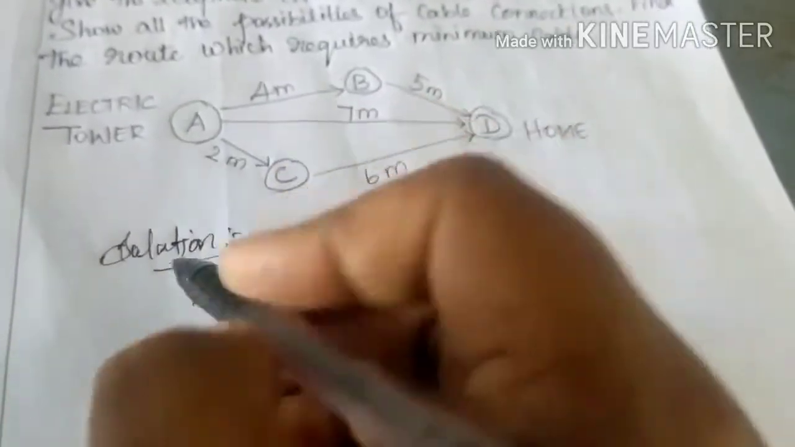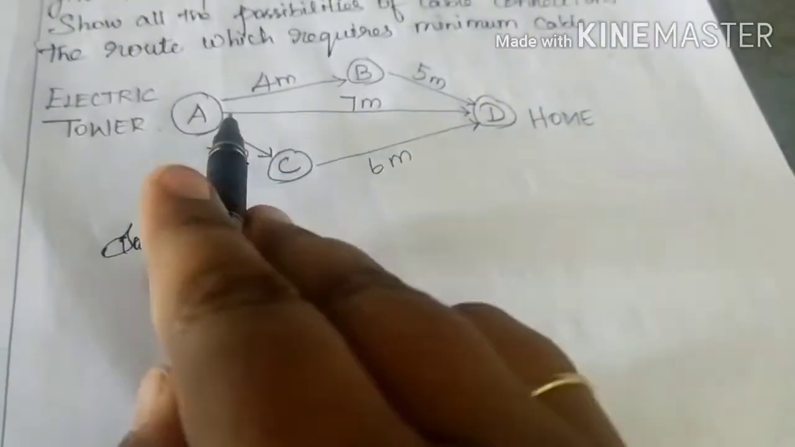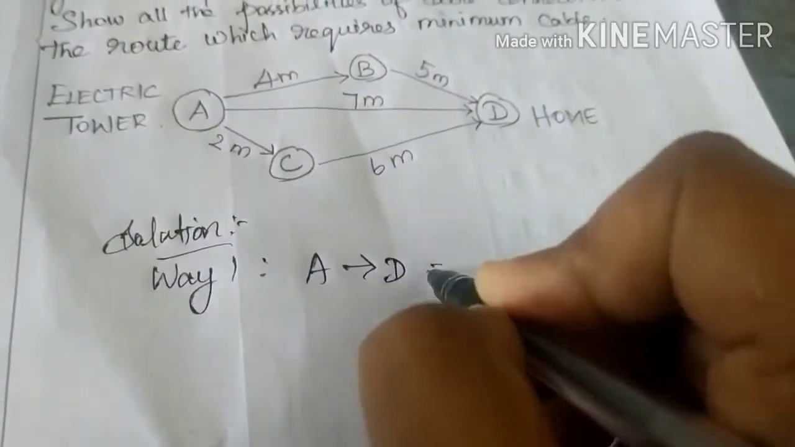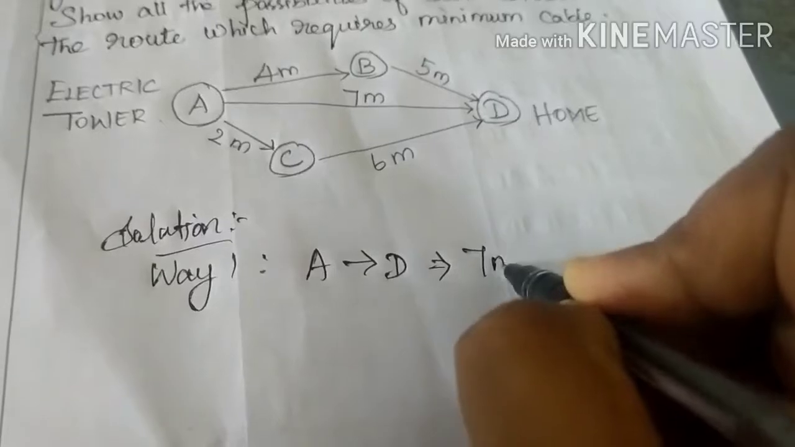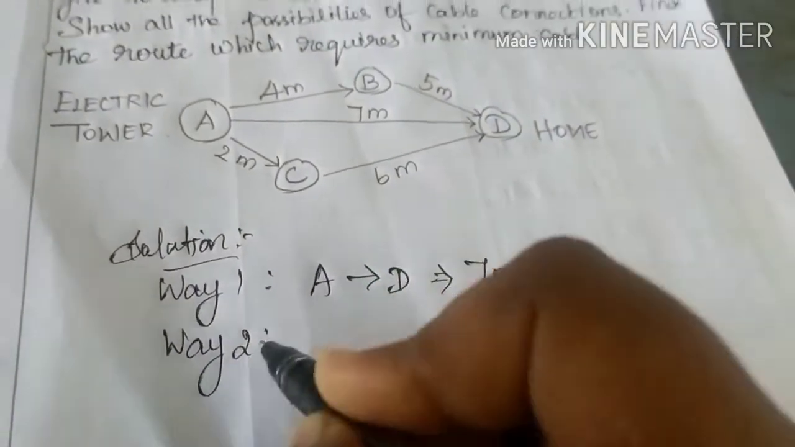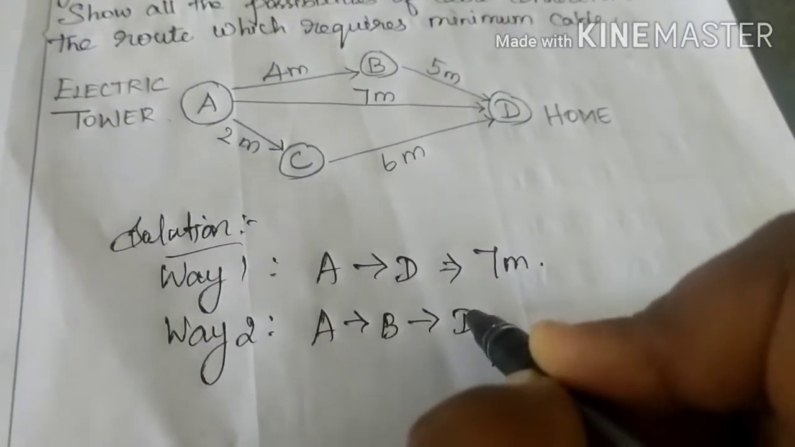Solution. Way 1: A to D straight up. Okay? A to D straight, it is 7 meter. And then way 2: A B D. Okay?